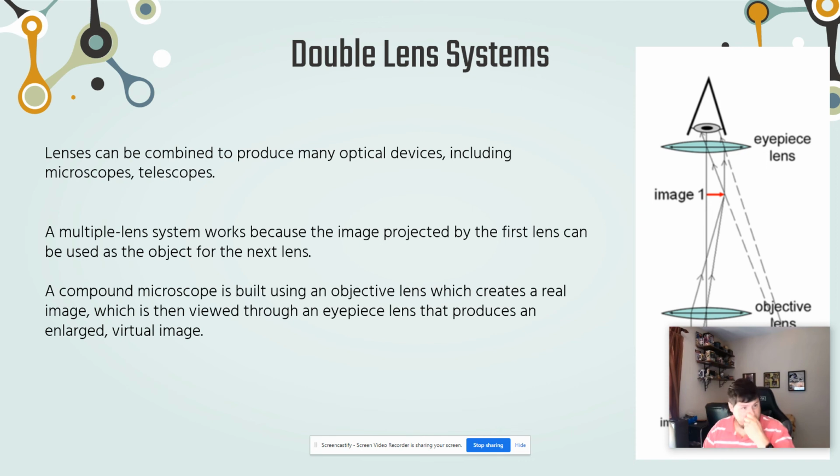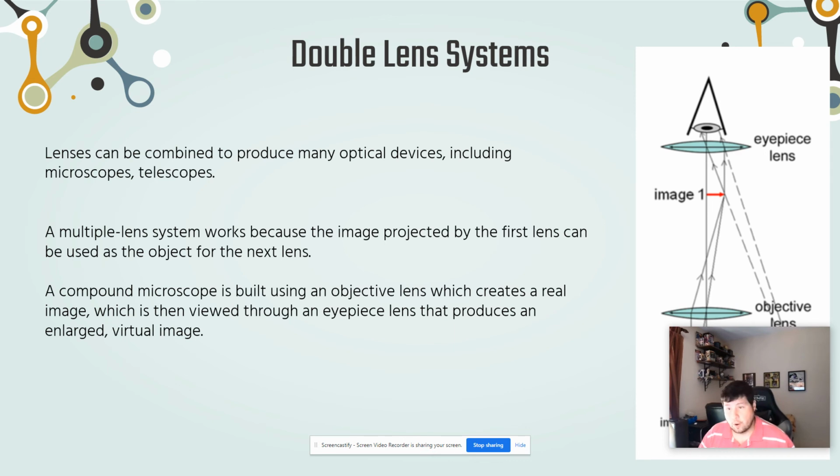Now, one really neat thing you can do with lenses, though of course you can do this with mirrors, is you can combine them to produce different optical devices, making like a multiple lens or double lens system. So for example, microscopes and telescopes, any of those that have lenses in them will be using at least 2 different lenses here.